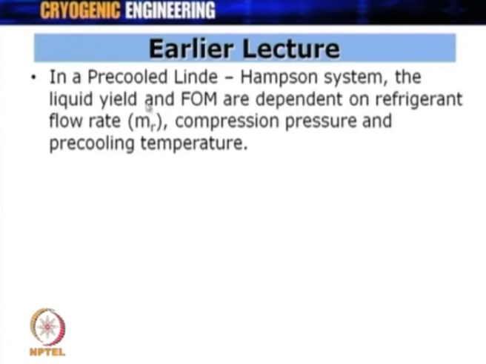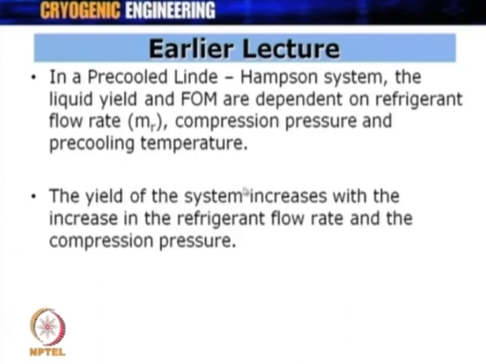This was studied during the last lecture, and the highlights are: in a pre-cooled Linde-Hampson system, the liquid yield Y, as we call it, and the figure of merit are dependent on the refrigerant flow rate, M dot R, in the auxiliary circuit. They also depend on the compression pressure and the pre-cooling temperature. So, there are three major parameters: M dot R, compression pressure and the pre-cooling temperature. The yield of the system increases with increased refrigerant flow rate and compression pressure. This is a natural output we understood from the earlier lecture, that the yield Y increases with the increase in the refrigerant flow rate.